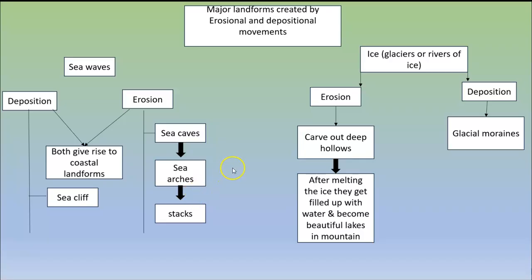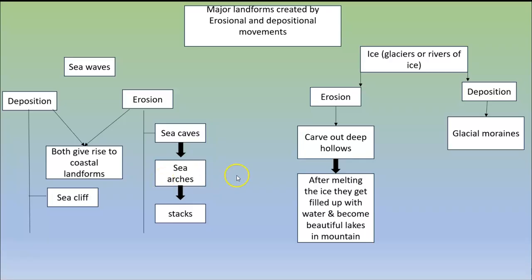Now let's take a look at the major landforms created by erosional and depositional movements through sea waves and ice. The deposition and erosion give rise to coastal landforms. The erosion causes sea cliffs, and the sea cliffs are then converted into sea caves, sea arches and stacks due to the process of erosion.